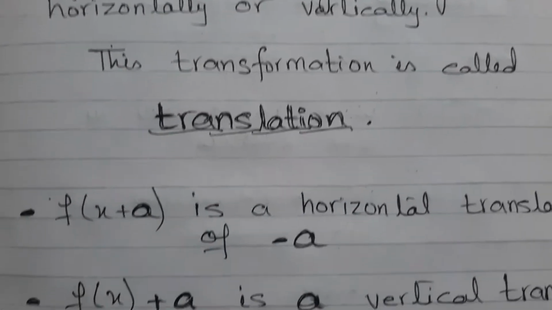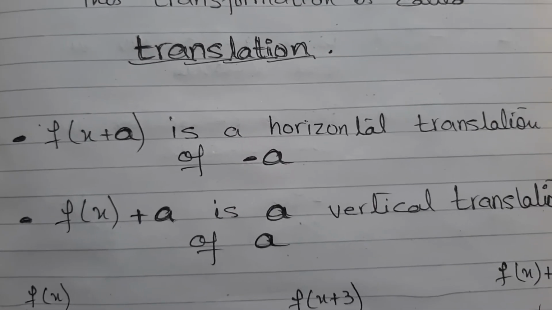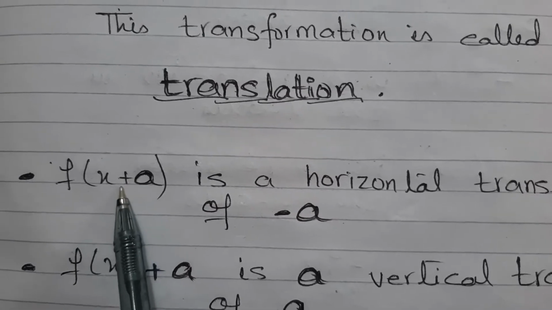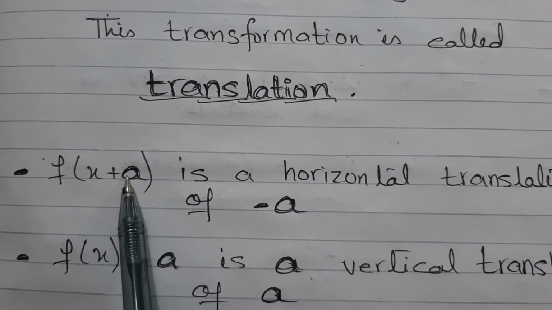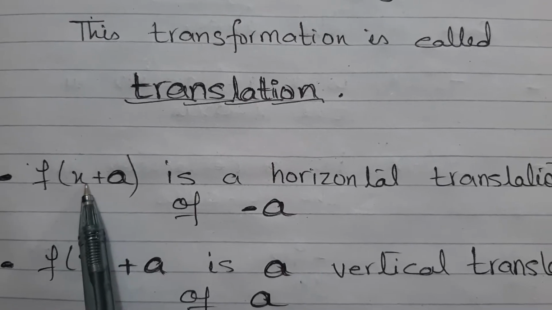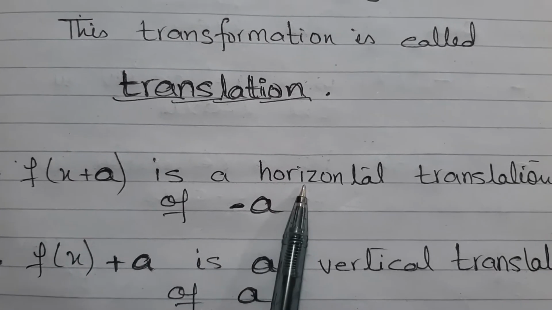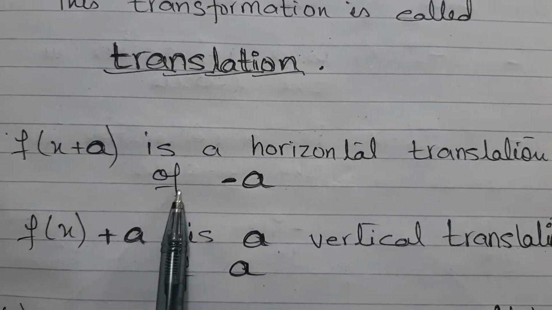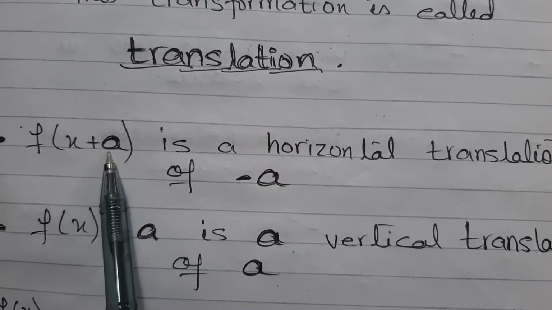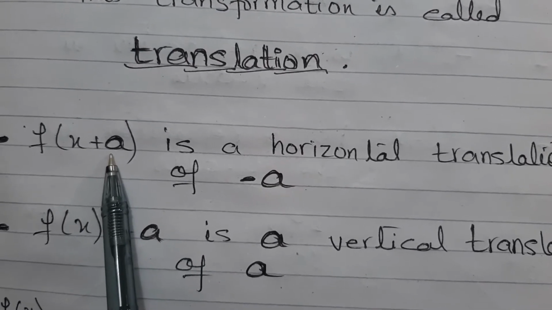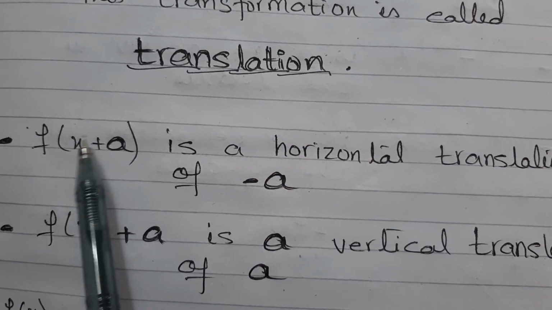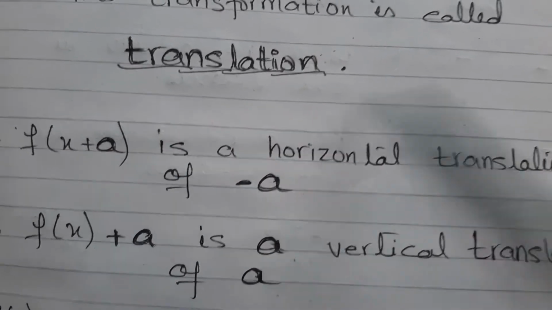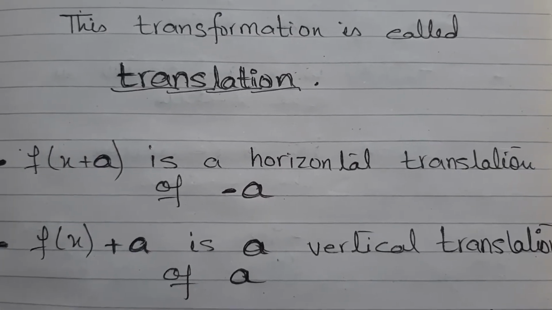Now which equations or forms have this meaning? If the question says f(x plus a), the number a written within the bracket, adding with x, means you are moving it horizontally, by minus a. What do I mean? If it is written x plus 2, the original graph you will move 2 units to the left. If it is written x minus 3, the original graph of f(x) you will move 3 units to the right.